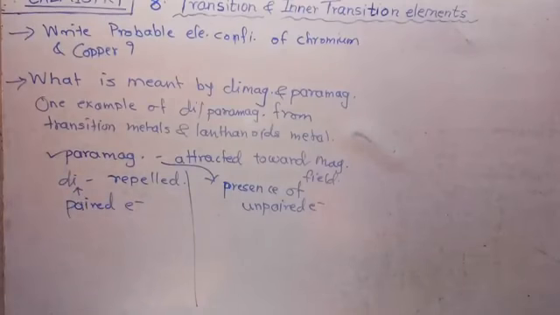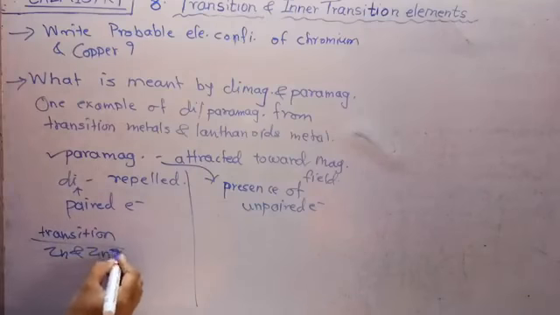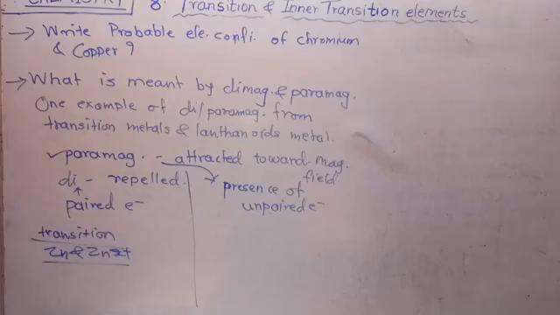For transition metals, the diamagnetic metal is zinc. Zinc showing the completely filled electronic configuration. So zinc and zinc 2+ are diamagnetic in nature. There are total paired electrons. And paramagnetic, you write any one from the transition metals, that is vanadium, chromium, all these.